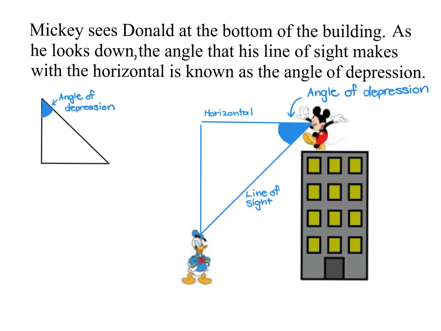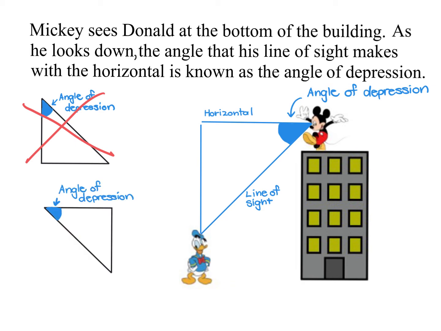Now, a lot of people might draw their angle of depression like this. This is completely wrong. Whenever you're drawing the angle of depression, your triangle should look something like this, okay? With that corner sticking out like that.